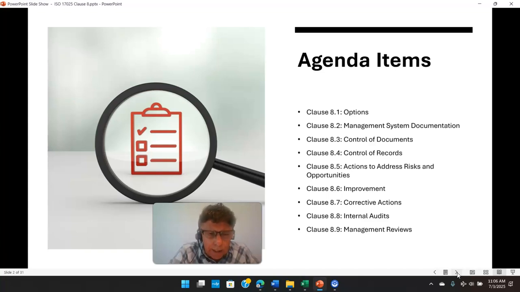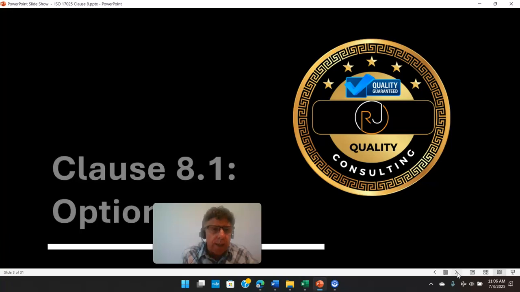In each one of these subclauses, I will also talk about what the required documentation would be if you were looking at preparing for an actual third-party audit from an accreditation body. So let's move on to section 8.1, which is talking about options.